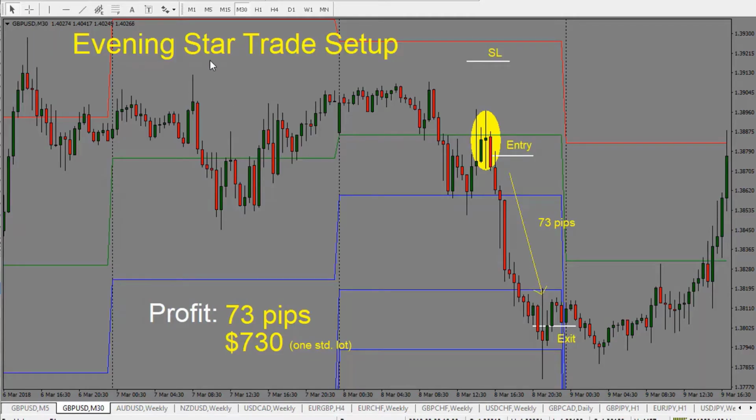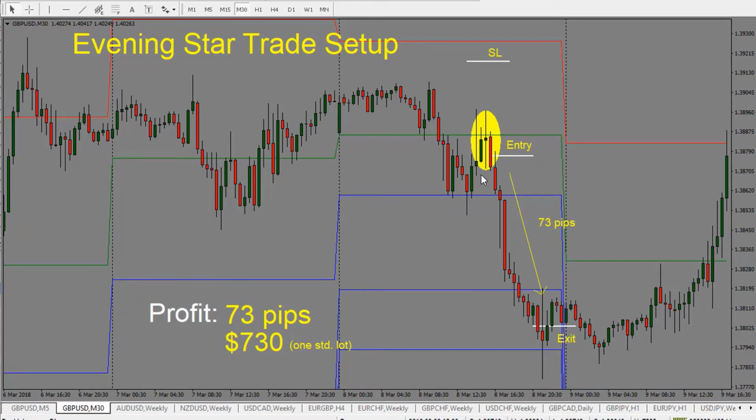Here we are looking at an evening star trade setup. This is pound dollar 30-minute chart. An evening star trade setup is formed with 3 candlesticks. So this is a bearish trading pattern. In an evening star chart pattern, we see that the price would be pulling up. So we have a bullish candle. In the middle, we have an indecision candle. So here we see pins on both sides, giving us an indecision candle in the middle, followed by a bearish engulfing candlestick. So these 3 candles together give us our evening star trade setup.